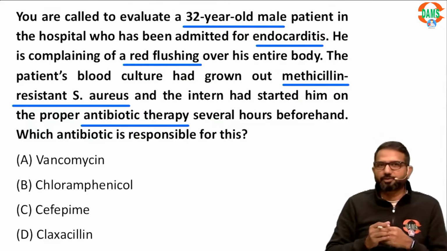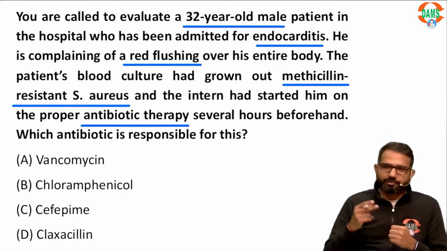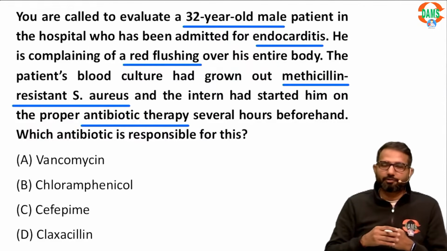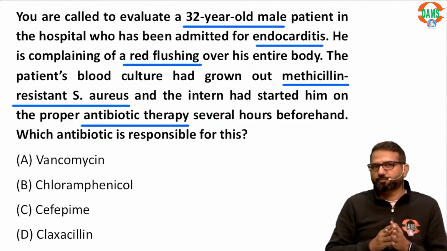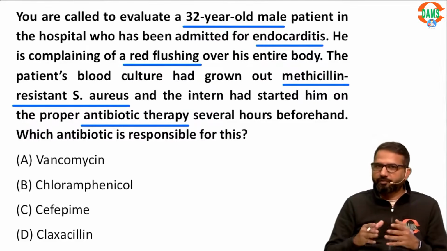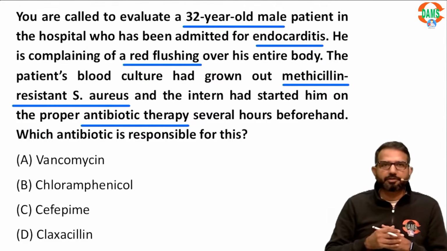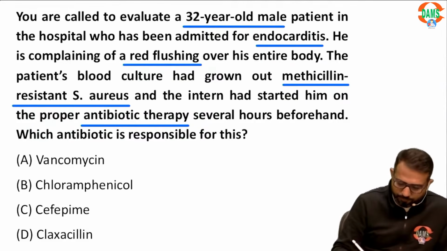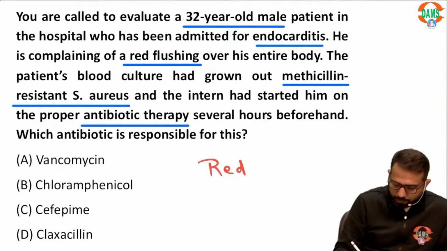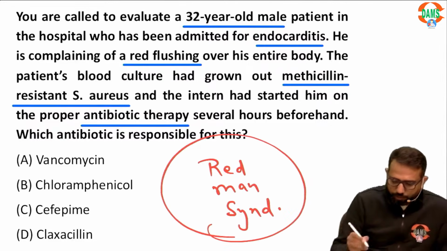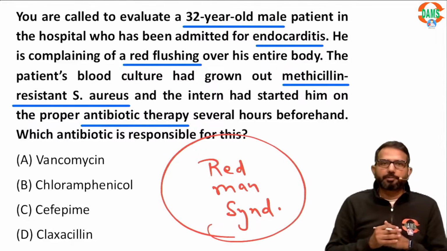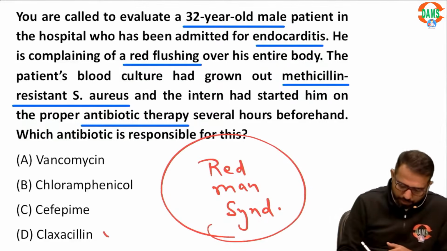Why will the intern make this mistake? If you give a rapid injection of the drug, there will be a problem. So give it slowly. If you give it slowly, there will be no problem. If it occurs, you stop the drug immediately and give an antihistaminic. So what is the diagnosis? This is a typical case of Redman syndrome due to histamine. So which drug out of these causes Redman syndrome?